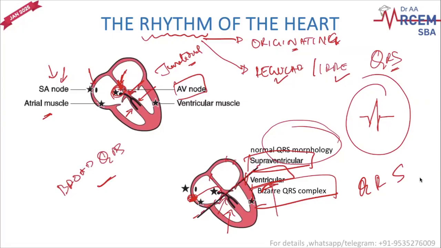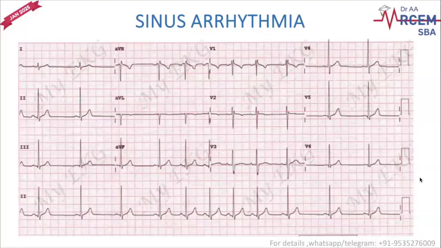So the rhythm can arise from an SA node, from an atrial muscle, or anywhere around the AV node, which is also known as nodal rhythm or junctional rhythm. Or else it can arise somewhere from the ventricle muscle itself, but the QRS complex will be quite bizarre. You'll not be able to appreciate the Q, R, or S wave. So for each one of these arrhythmias, let's see the pathologies we are seeing now.